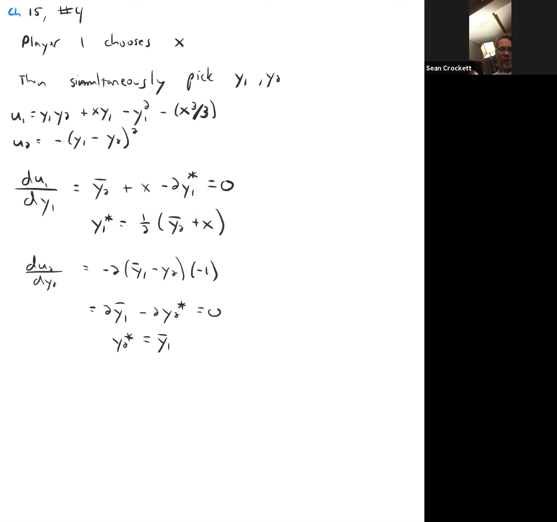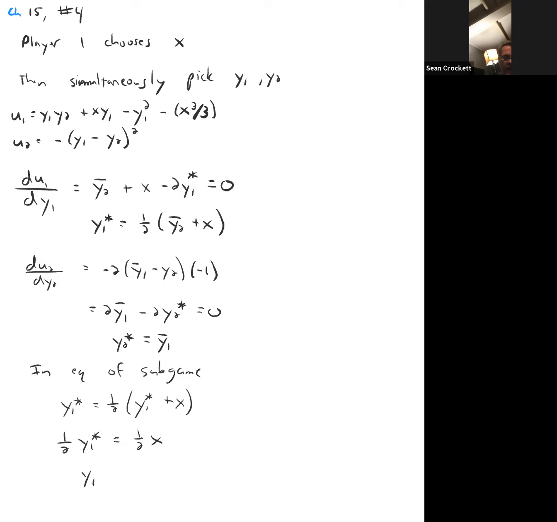And so in equilibrium of this subgame, remember it's a subgame perfect Nash equilibrium, so both players have to be playing equilibrium in every subgame. So the subgame where they move simultaneously, we have to have y1 star equals 1/2 times y2 bar plus x, and we know that that's going to be equal to the same thing as y1 star. So we make the substitution of player 2's best response function into player 1's. Okay, and so I can subtract 1/2 y1 star from both sides, which means I'm just going to have 1/2 y1 star on this side equal to 1/2 x on this side. So clearly y1 star, we already know it's equal to y2 star, equals x.